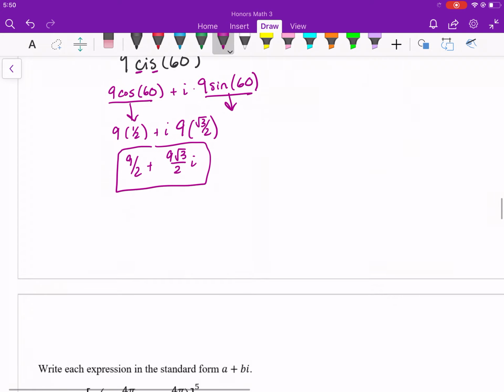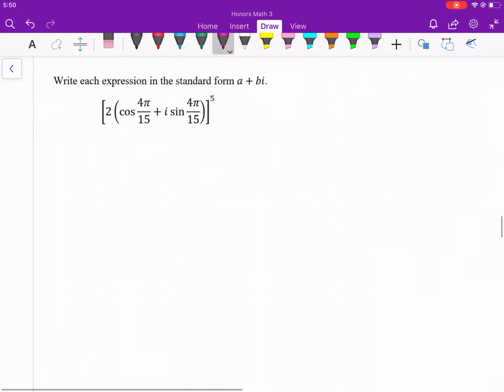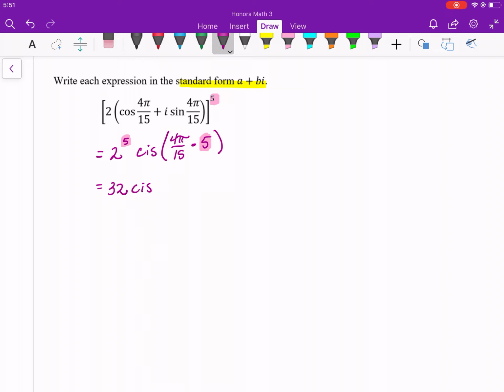So let's go ahead and do another one just to get you feeling more comfortable about that. Once again, notice it says our final answer needs to be in standard form. So let's go ahead and use our power rule. So 2 to the 5th, I'm going to go ahead and raise it to the 5th power. And then I'm going to shorthand it. And I'm going to do 4 pi over 15. This time I'm multiplying by 5. Simplify that. So we get 32 cis. And then this simplifies down to 4 pi over 3.